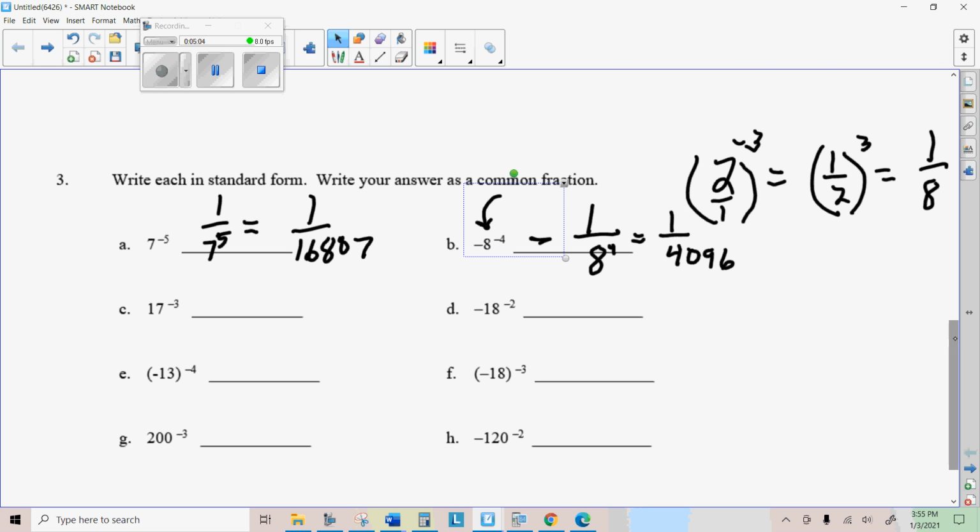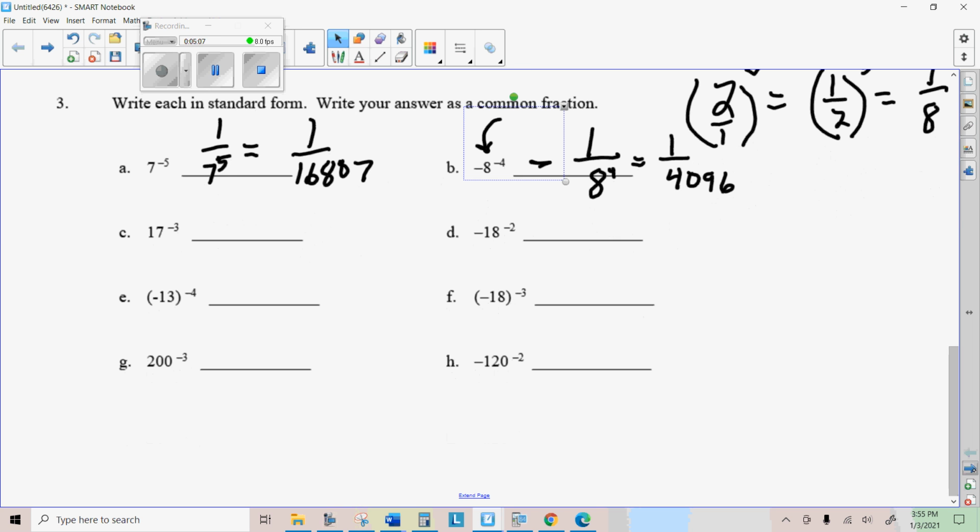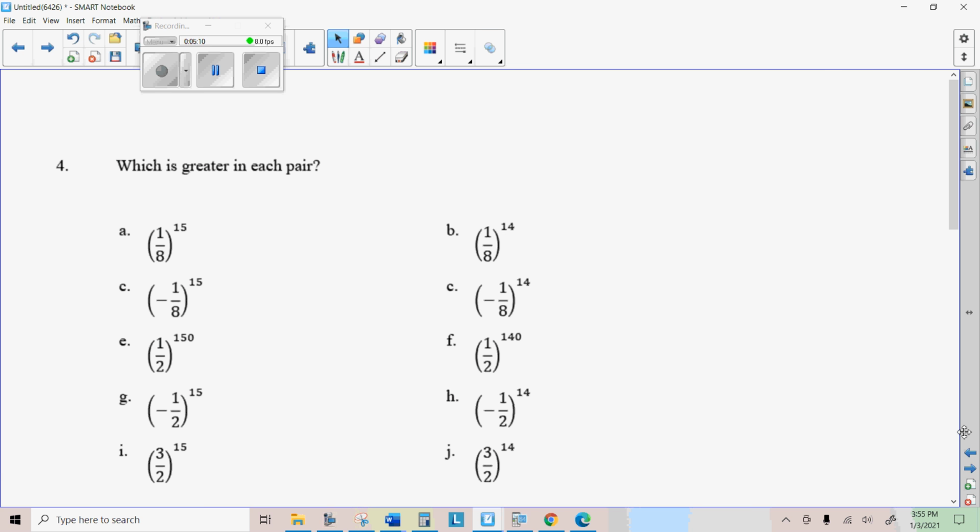All right. And the last thing I want to show you on this is what happens when we have a fraction base. Well, if the base is less than 1, so like a fraction, remember that when you multiply a fraction a number of times, the more you multiply, the smaller it gets. 1/2 times 1/2 is 1/4. Multiply that by half and you get 1/8. So every time I multiply by half, it actually gets smaller. So if I have a fraction, the more I multiply, the smaller it gets. So in this first pair, that one's going to be greater.